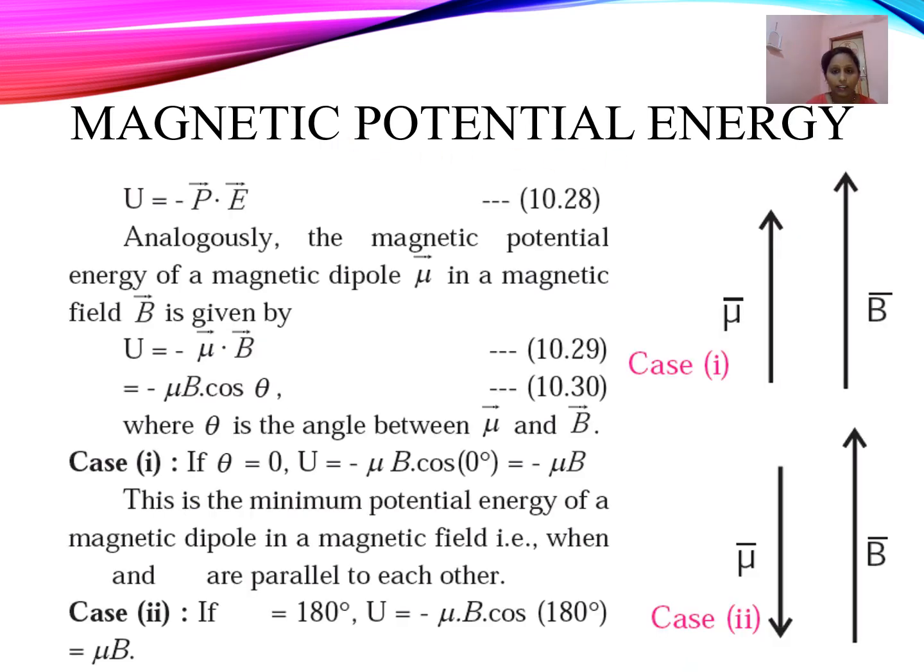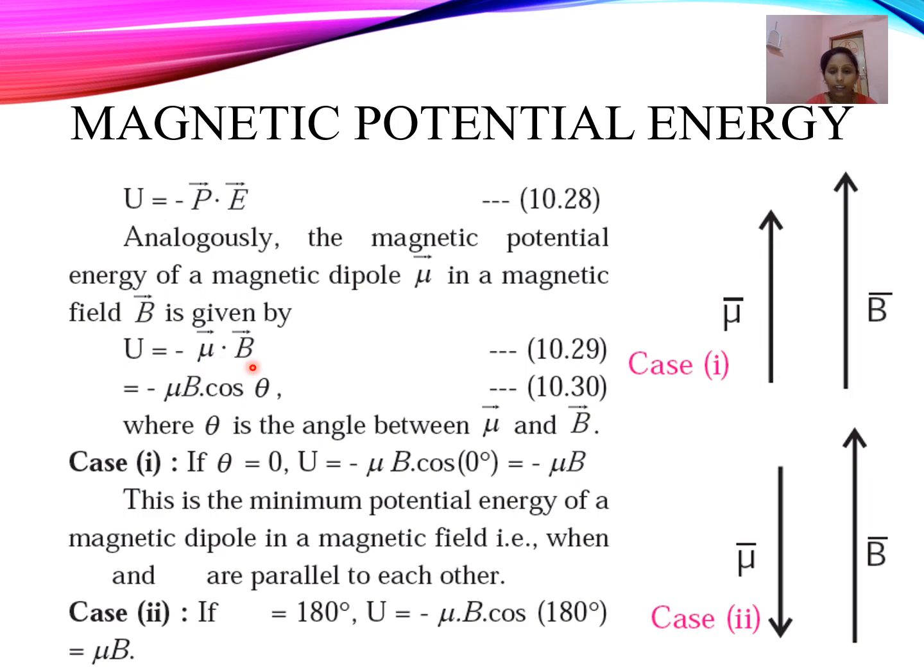Magnetic potential energy. A magnetic dipole freely suspended in a magnetic field possesses magnetic potential energy. As we have learned in chapter 8, electrical potential energy is associated with an electrical dipole on account of its orientation in the electric field. The potential energy of a dipole in the electric field is given by the equation U is equal to minus P vector dot E vector. Analogous to this, the magnetic potential energy of a magnetic dipole in a magnetic field is given by U is equal to minus mu vector dot B vector.